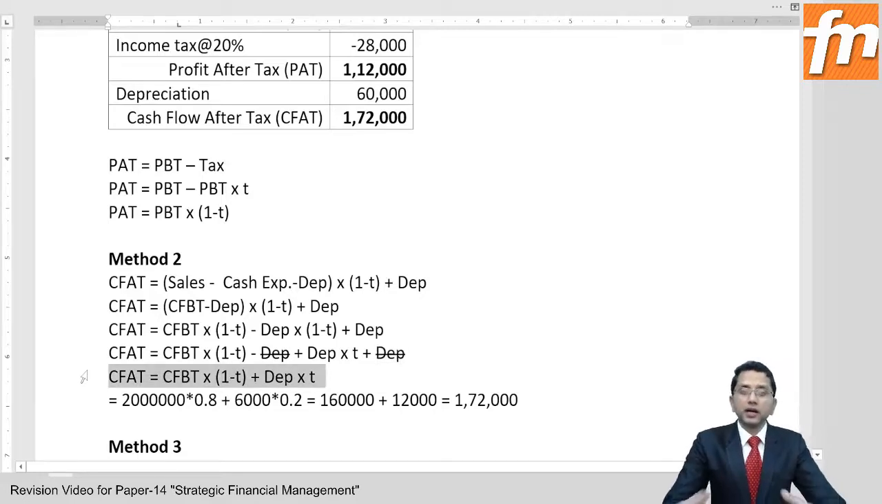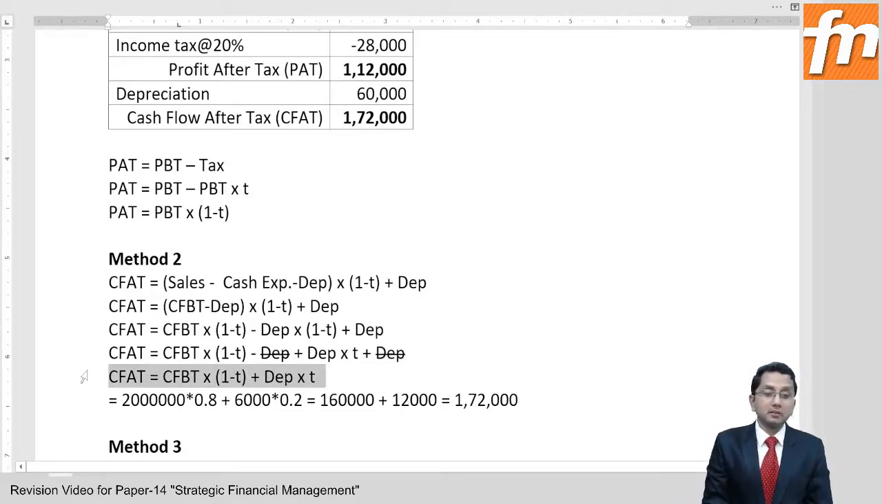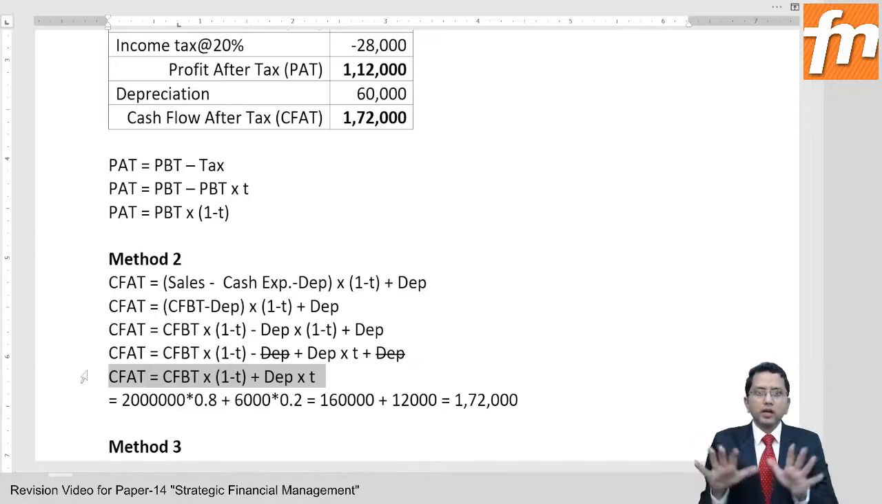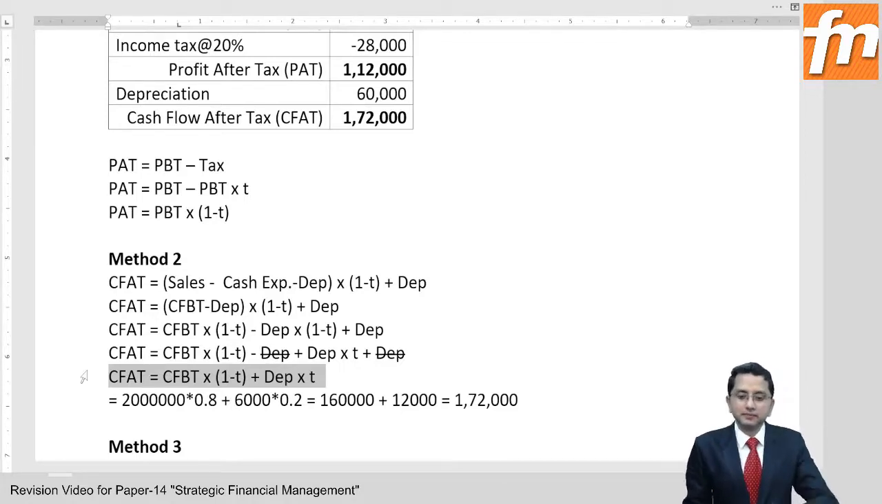So the shortcut formula is you take cash flow before tax, make it after tax. You directly take cash flow before tax, ignore depreciation, right? And directly make it after. Then you say, oh, I forgot to take tax benefit on depreciation. Don't worry, I'll take it separately. So you do depreciation into tax rate, that's tax benefit on depreciation. Then you add it. Right?